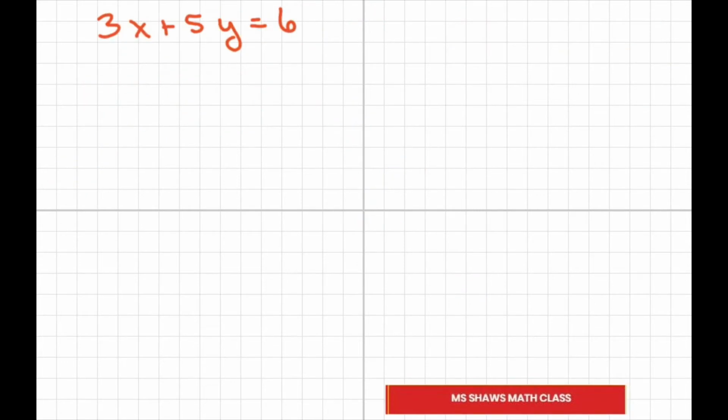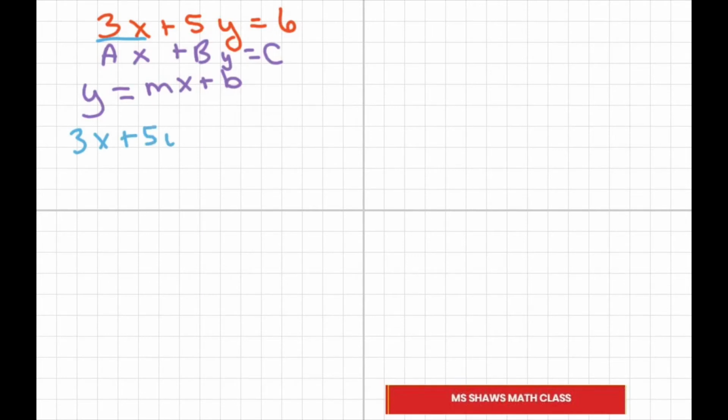Okay, the next one we're going to have is find the slope-intercept form. This is given standard form. This is ax plus by equals c. So to write in slope-intercept form, I have to write it as y equals mx plus b. So I'm going to move my 3x over, so I have 3x plus 5y equals 6. I subtract 3x from both sides.